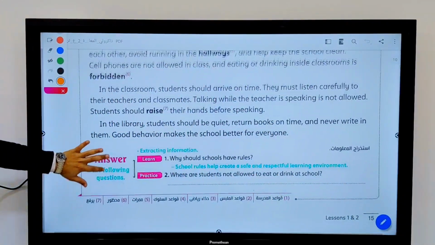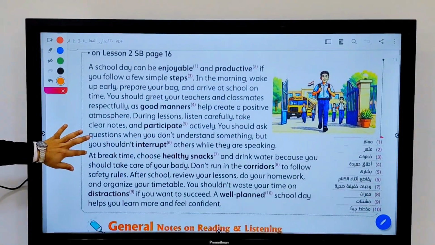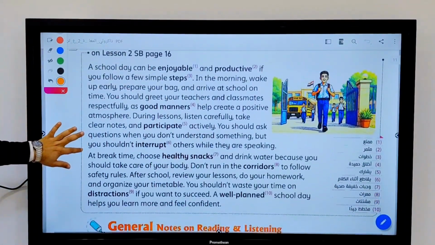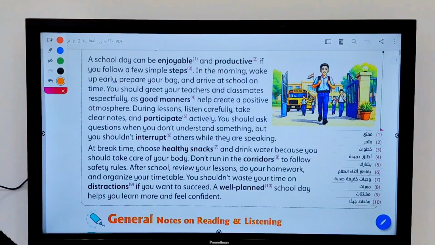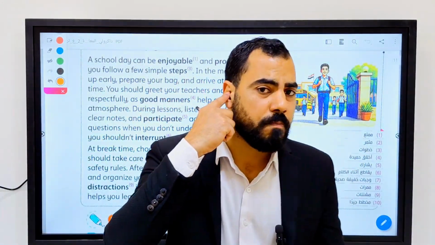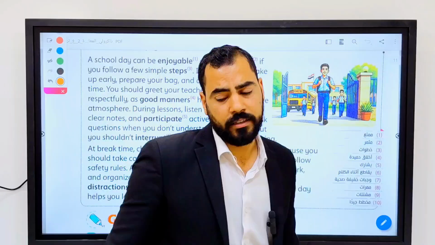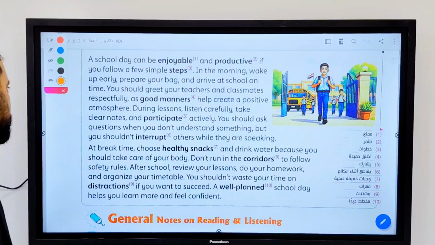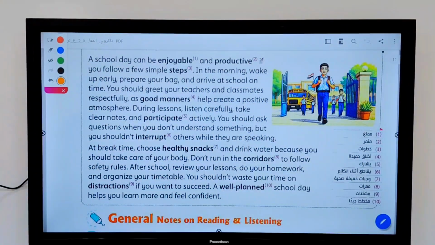Let's move to the next part. Okay, so let's read this part. This is listening. If I were you, I would stop looking at the screen and just listen to me to improve your listening skill. Listen please. He will talk about the school day. This is lesson 2. A school day can be enjoyable and productive if you follow a few simple steps.